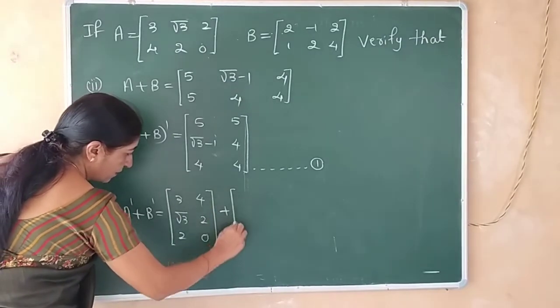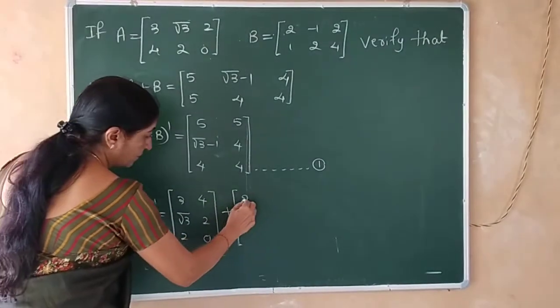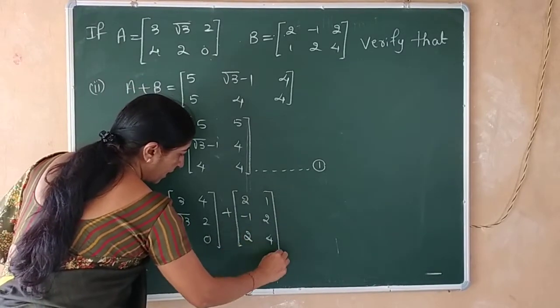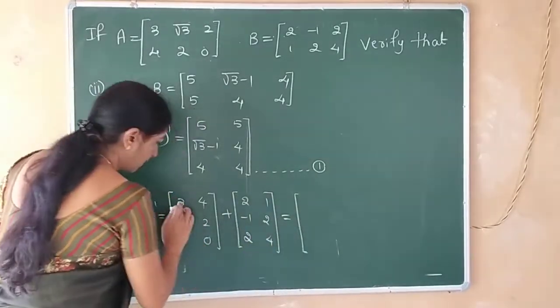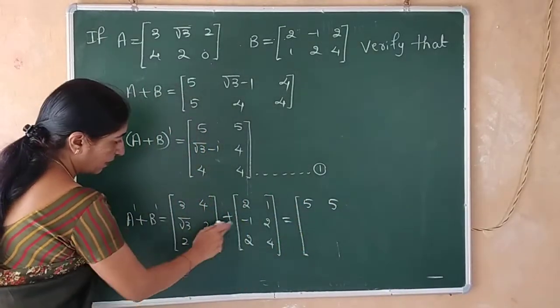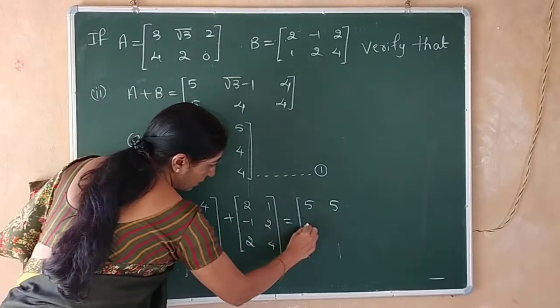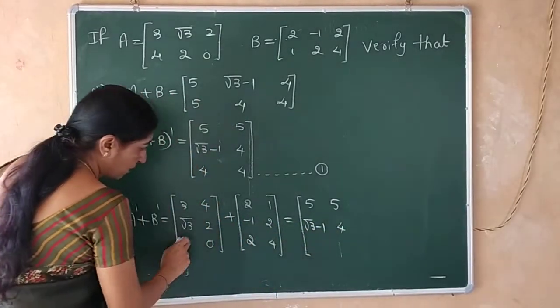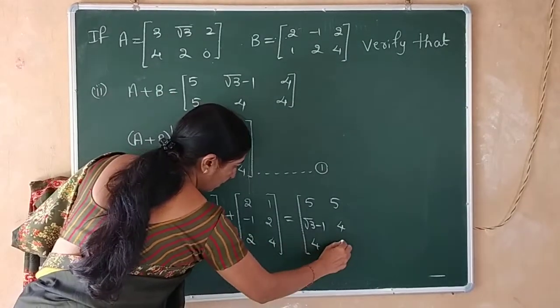Then middle plus, write down B transpose. Then add these two. First element plus first element. Then similarly second. Then move for the next. Here plus into minus is minus. Then 2 plus 2. Next 2 plus 2. 4 and this is 4.